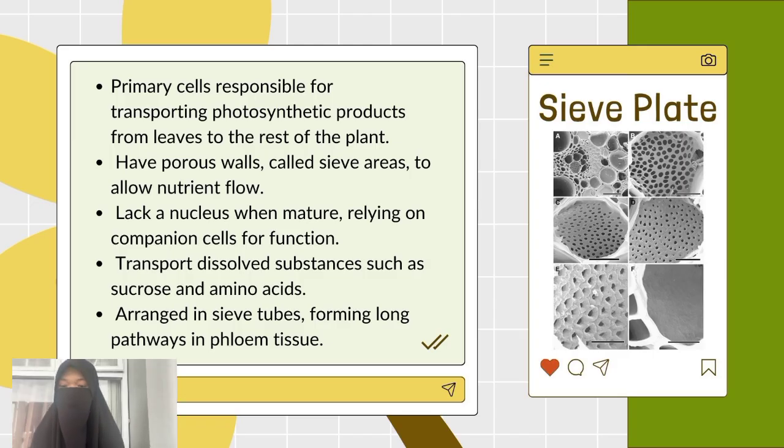Okay, now I will explain about sieve elements. Primary cells responsible for transporting photosynthesis products from leaves to the rest of the plant, and have porous walls called sieve areas to allow nutrient flow. Like a nucleus, when mature they rely on companion cells for function. Transport dissolved substances such as sucrose and amino acids, arranged in sieve tubes forming long pathways in phloem tissue.